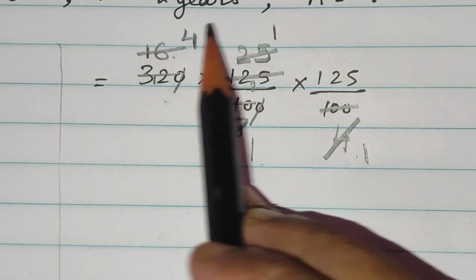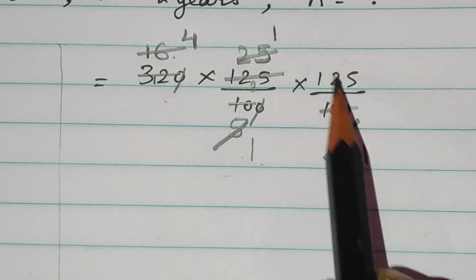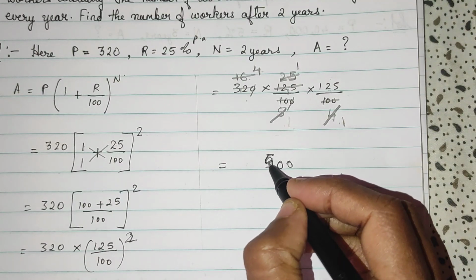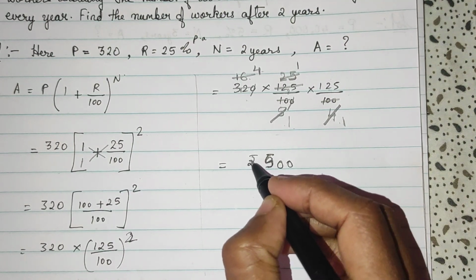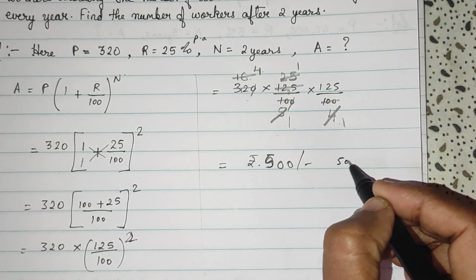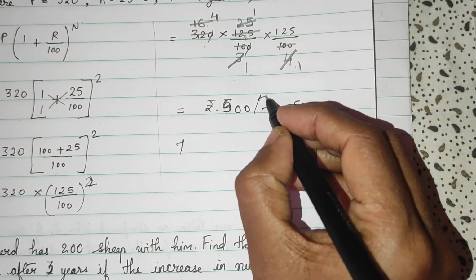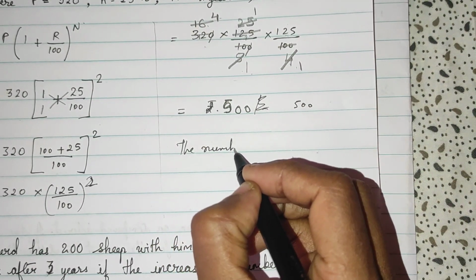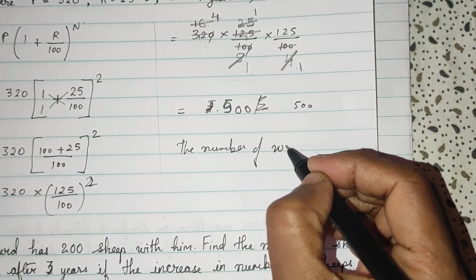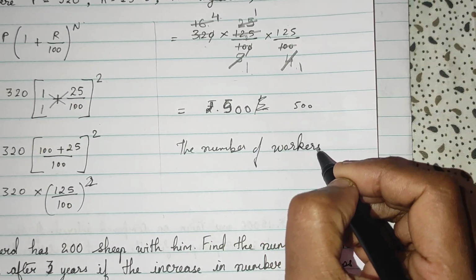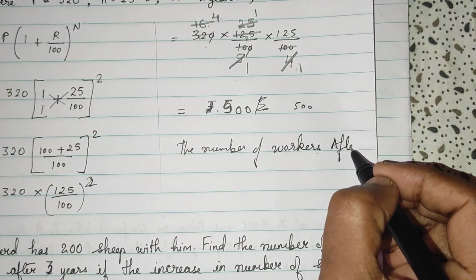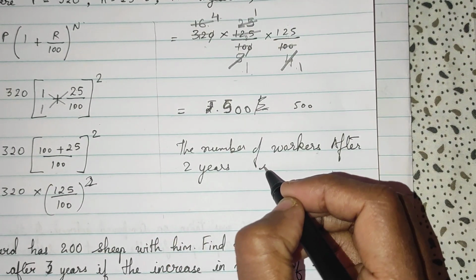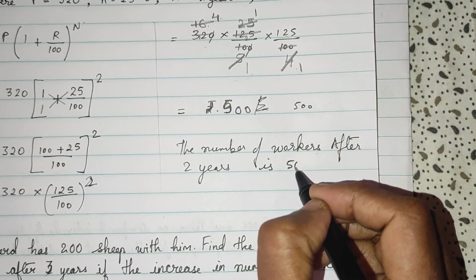Now here is 1, that means 4 1s are 4. We have to multiply 4 into 125. So we get 500. The number of workers after 2 years is 500.